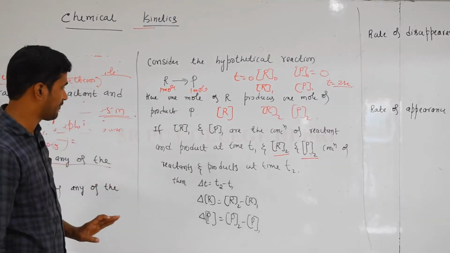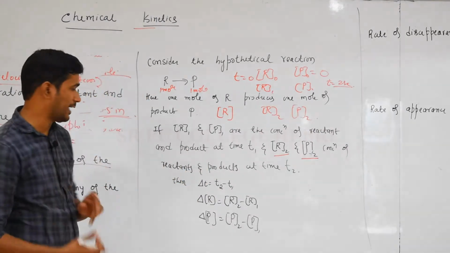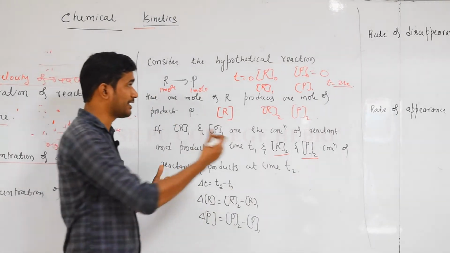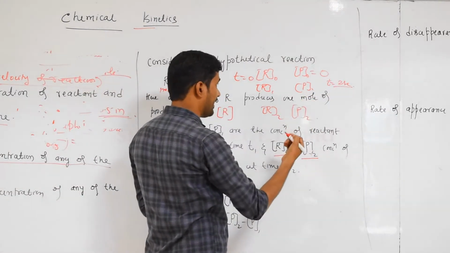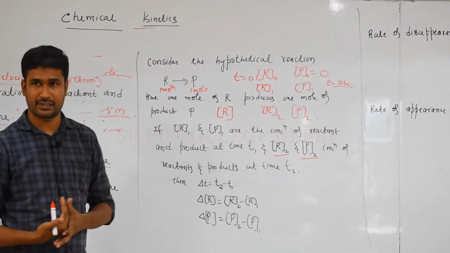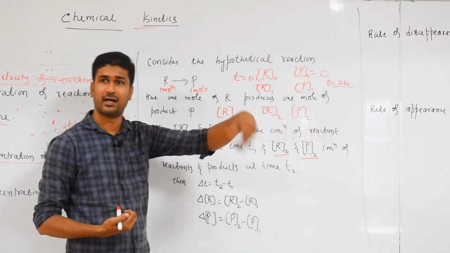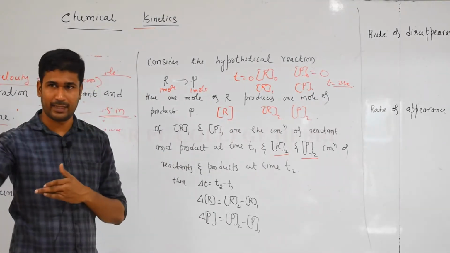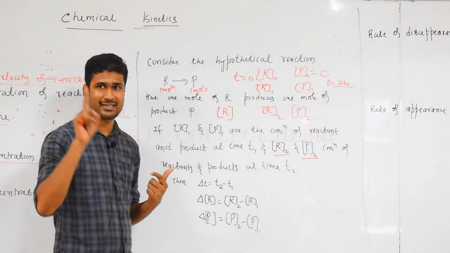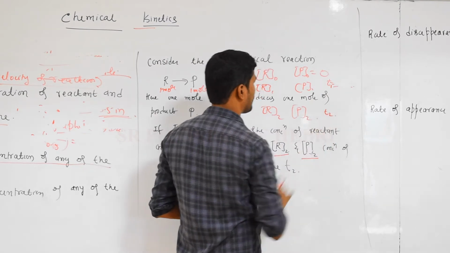Now according to the definition, see here, the total time interval, the change in time delta t, is equal to T2 minus T1. So it is the time interval between, say, 2 seconds and 10 seconds. What is the change in concentration that we have to find? That is the rate of the reaction. Or you can start from 0 to 10 seconds, 0 to 5 seconds or 0 to 1 minute, like this you can find. Here I have taken the first time as T1 and the second time as T2.